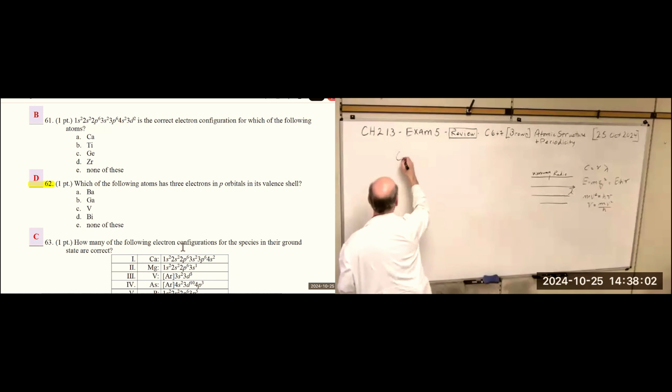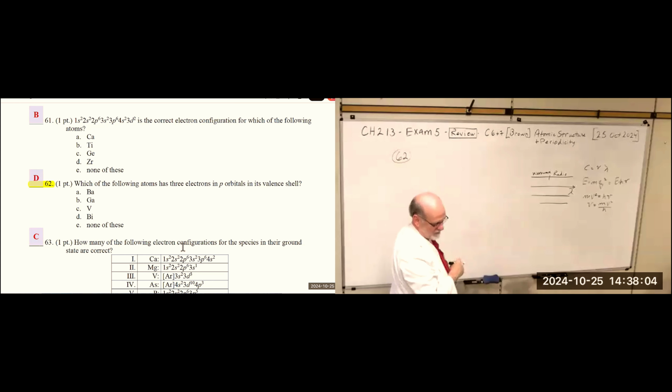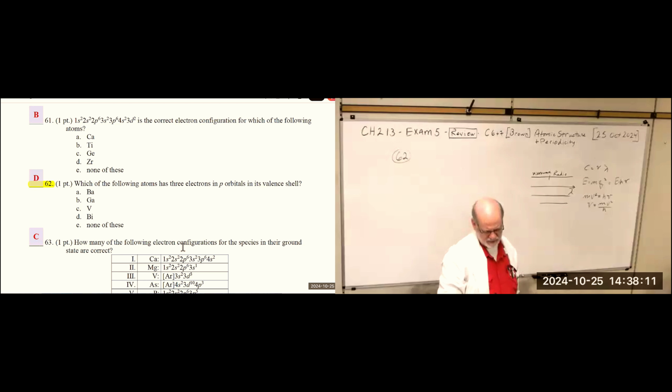62. Which of the following atoms has 3 electrons in p orbitals in its valence shell? Well, if the p's start filling with boron, aluminum, gallium, and indium, we would just need to say, all right, if they have 3 electrons, it would be nitrogen, phosphorus, arsenic, antimony, bismuth.